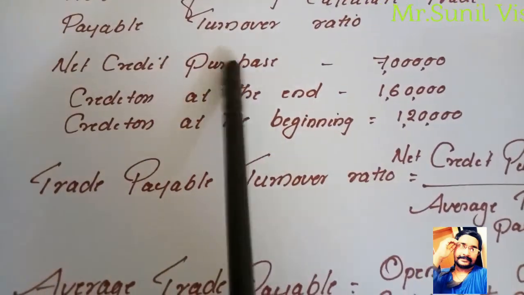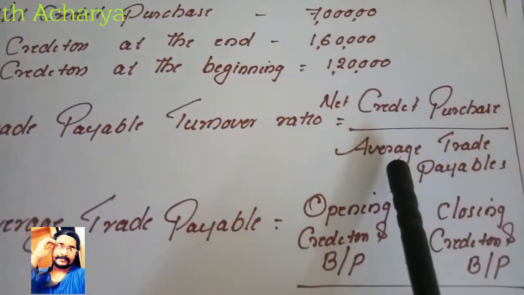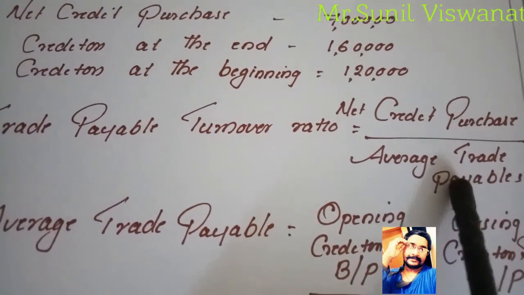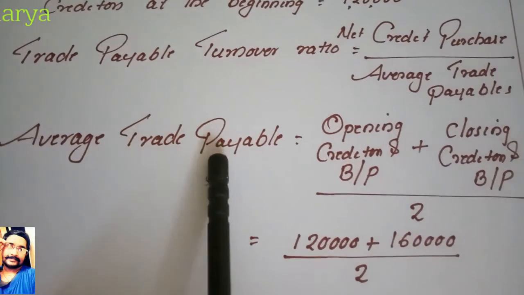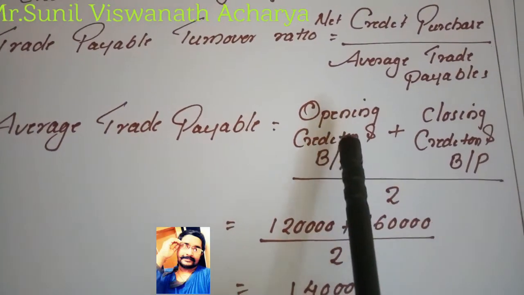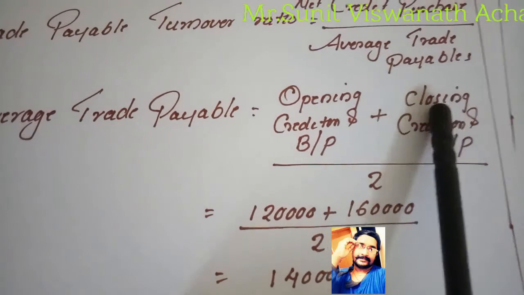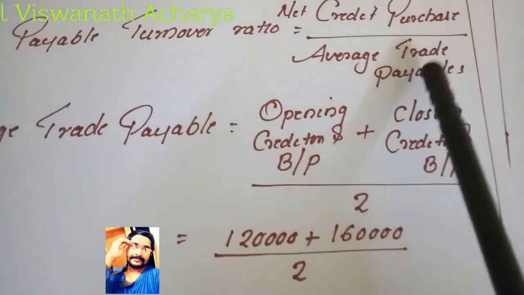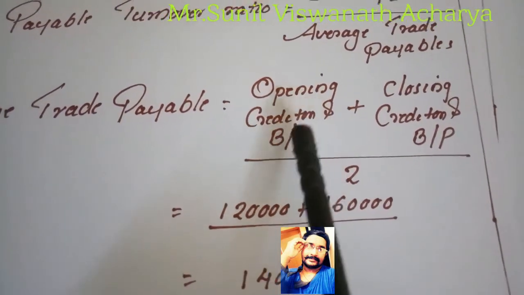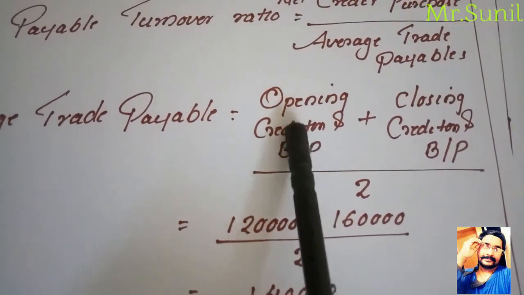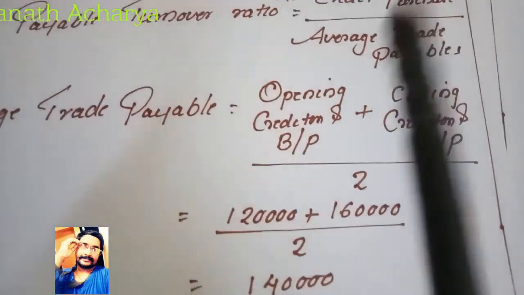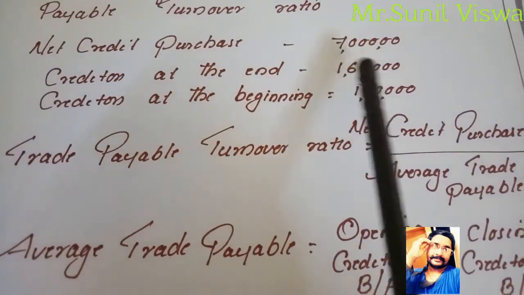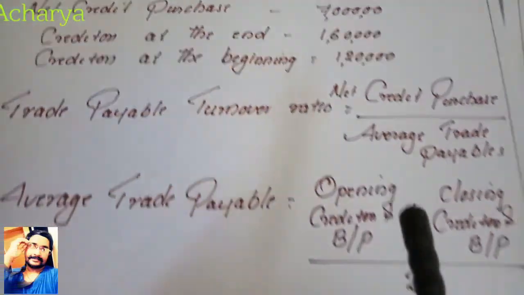In the question, net credit purchase is given. What is not given? Average trade payable is not given. So we first have to calculate the average trade payable. Average trade payable is opening creditors and bills payable plus closing creditors and bills payable, divided by 2. Trade payable includes two items, creditors and bills payable. If both are given in the question, we take both. If only one is given, we take that one. In this question, closing creditors and opening creditors are given, so only one item.